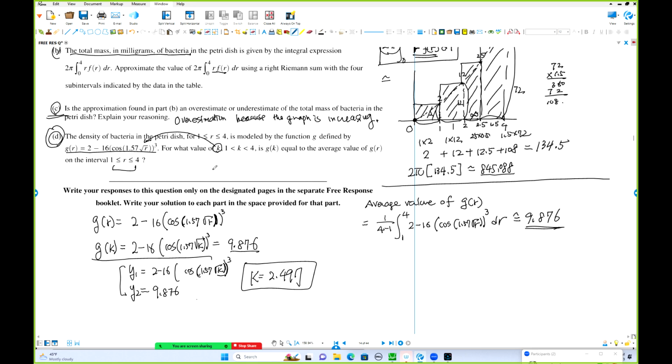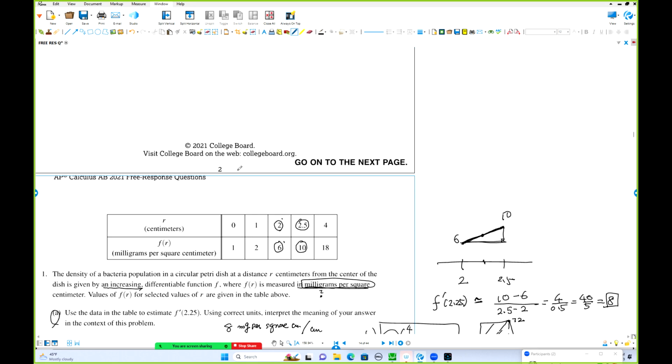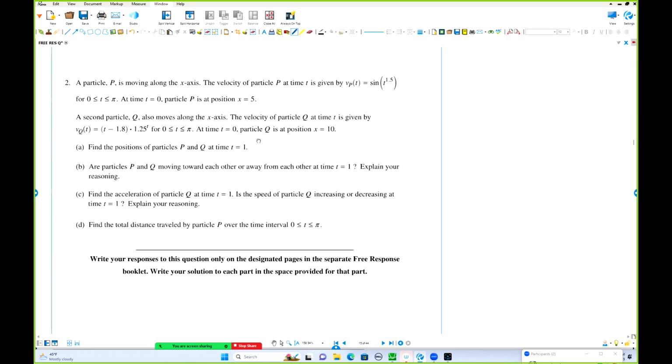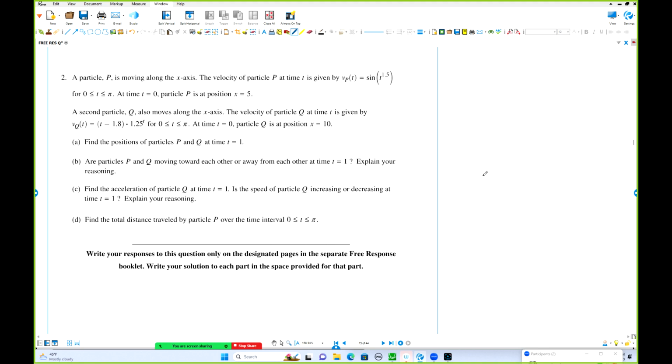All right, okay. That is question number 1. Now move on to number 2. Take a look at number 2. A particle P is moving along the x-axis. The velocity of particle P at time t is given by this one, sine t to the 1.5. Very weird function, only for t from 0 to pi. At time t equals 0, the particle is at position x equals 5. That is the initial position.